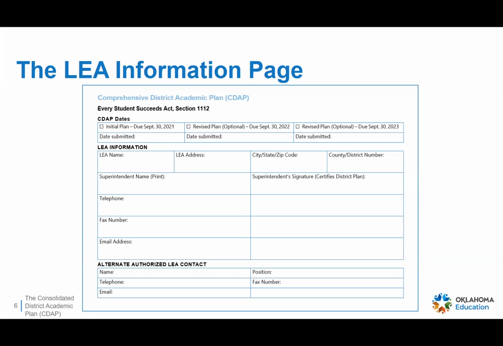If you choose to revise your plan next year, then you would submit an updated version with your application and check the middle box. Same thing for the following year. If in September 2023, you want to revise it again, you check this box. So, we know which is the most recent version and what year it was drawn up. The rest of this, I hope, is pretty straightforward. Name, address, zip code, county district number, superintendent name, and signature, contact information, as well as an authorized alternate contact.